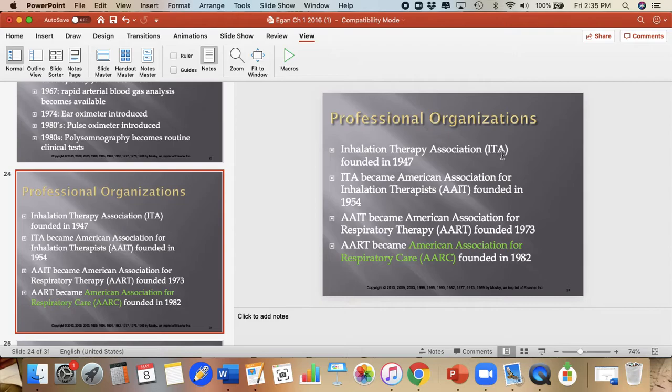We'll move forward to professional organizations. The respiratory therapy field is full of professional organizations. Highlighted material. The primary influential association here would be the AARC, the American Association for Respiratory Care, founded in 1982, so not even that long ago.